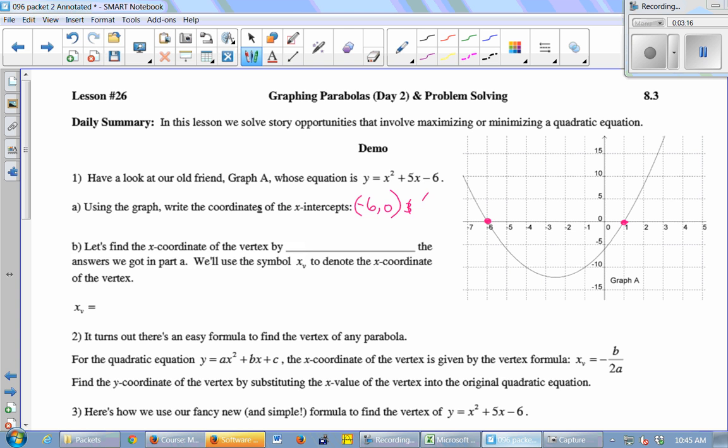And then what are the coordinates of this other x-intercept? 1, 0. Yep. Every point plotted in the plane has 2 coordinates, an x coordinate and a y coordinate, and I want you to write them both. All right, let's find the x coordinate of the vertex, which is this low point. Sometimes it's a low point, sometimes it's a high point. The x coordinate of that vertex, how do you find it?